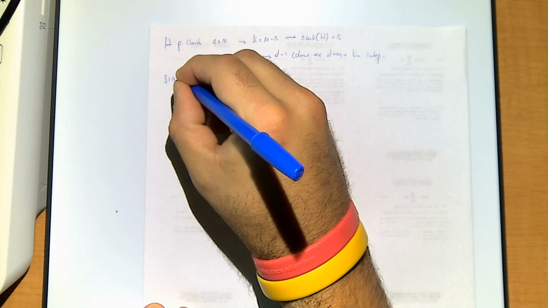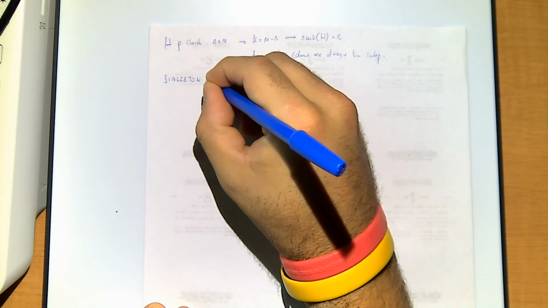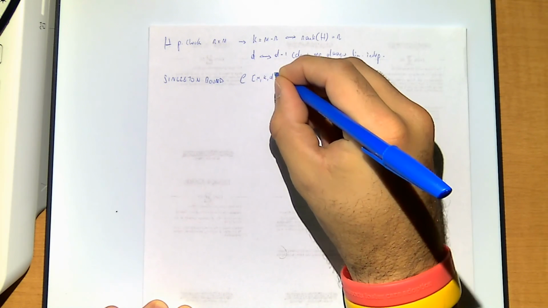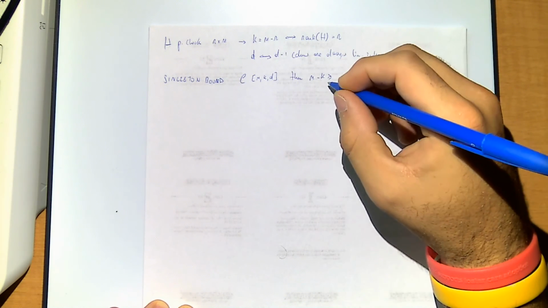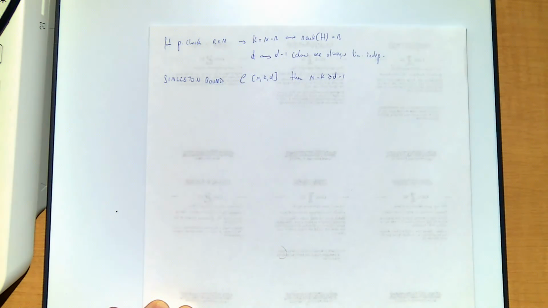And then this leads us to an important bound, which we call the Singleton bound. Looking for bounds on codes is one of the things that coding theorists do, to put things into places and understand how things behave. The Singleton bound is a very easy one. If I have C that is an (n, k, d) code, then n minus k is always greater or equal to d minus 1. The proof is immediate.